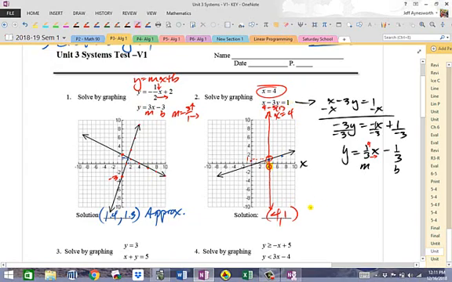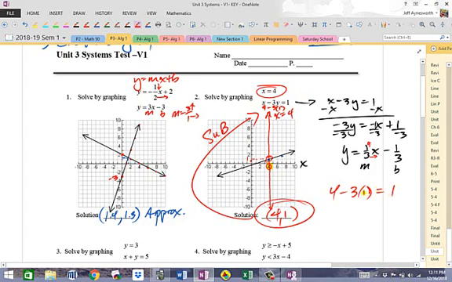So you check the solution in the system. I take this and substitute back to check. 4 minus 3 times 1 equals 1, and there's your check. 4 minus 3 times 1 equals 1 because 4 minus 3 is 1. So there's your check in the system, and you know you're right.